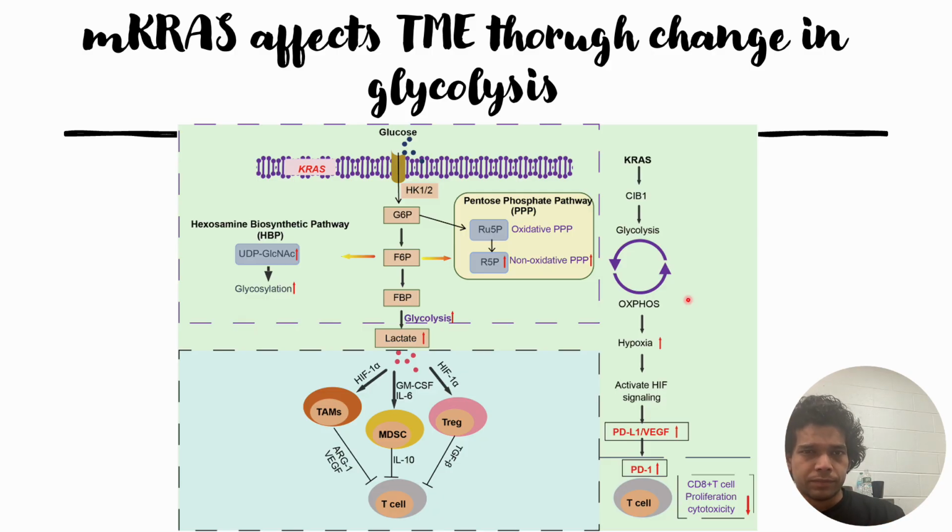So these are, in brief, some of the main changes that occur because of the glycolysis changes arising due to the mutated KRAS, and the main culprit, or the main reason, for this enhanced glycolysis is the overexpression of HK2 and of lactate dehydrogenase in the tumor microenvironment. Both of them contribute to enhanced lactate secretion in the tumor microenvironment, and that contributes towards immune suppression and pro-tumorigenic conditions.